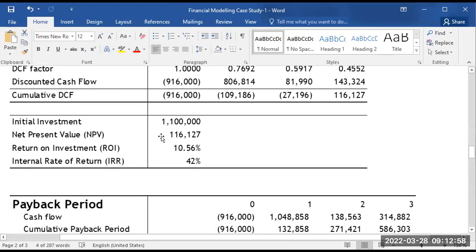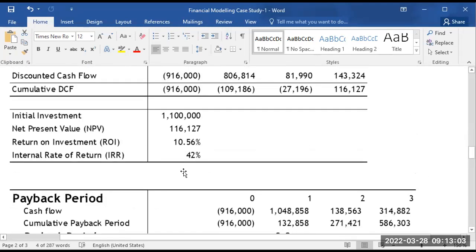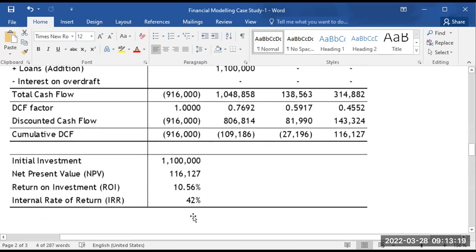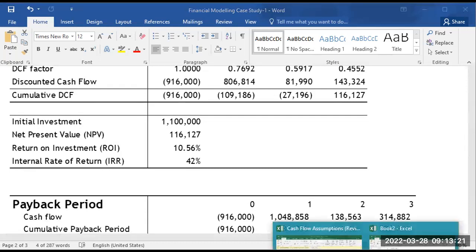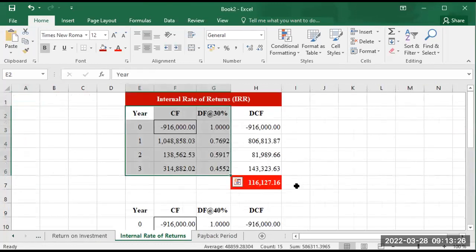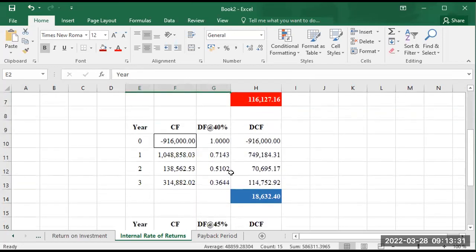So from 30%, because this is positive and we need to reduce to 0, we have to increase our rate. So we can try 35, we can try 40, we can try 45, right? But because we already have in mind that our answer is 42%, let's just move on to 40%. So I've done that here. I did 40% here. So this was 30%, we had this. When I tried for 40%, I had 18,000.